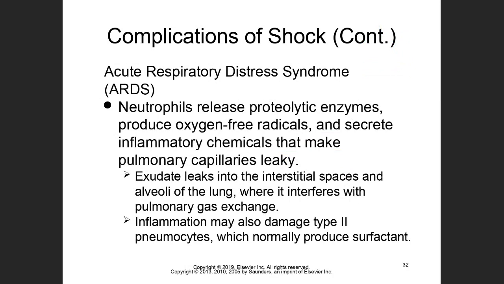And it's mediated by the inflammatory mediators, okay? Neutrophils release proteolytic enzymes, those are inflammatory mediators, and those are the ones that produce the edema and decrease the oxygen diffusion capacity, okay? And then you produce the respiratory failure.